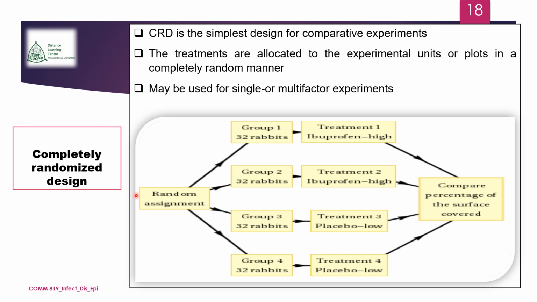Okay, completely randomized design, CRD. For CRD, you say this is the simplest design for comparative experiment. The treatments are allocated to the experimental units or plots in a completely randomized manner. It may be used for single or multifactorial experiment. Mostly CRD is the one where you see people say one-way analysis of variance. Okay, so here is a simple structural representation.